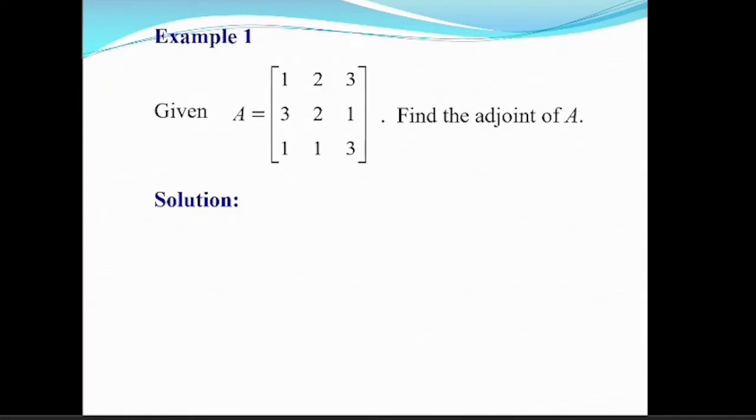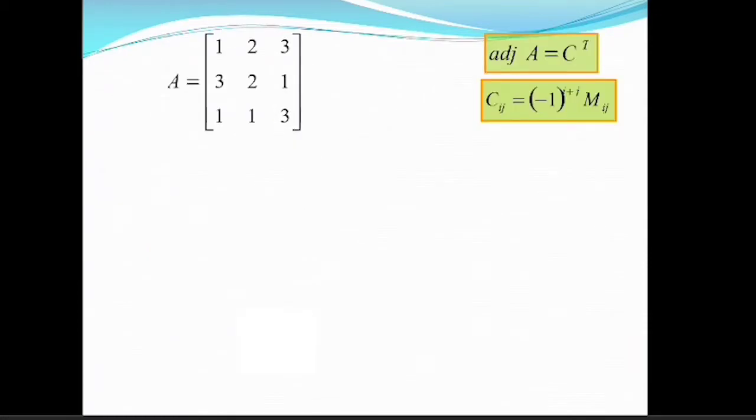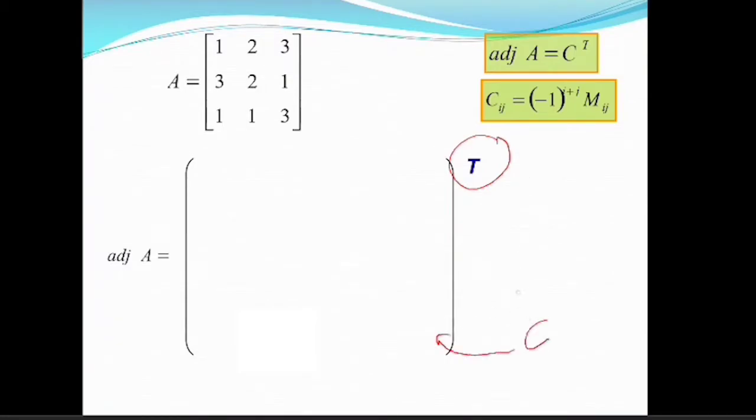How to find the adjoint of matrix A. Remember, adjoint A is just the cofactor matrix being transposed. And what is a cofactor? A cofactor is the minor with the positive and negative signs. To find the adjoint matrix of A, we write a big bracket for the matrix and write T here, which means we need to transpose the cofactor matrix that we will put in.